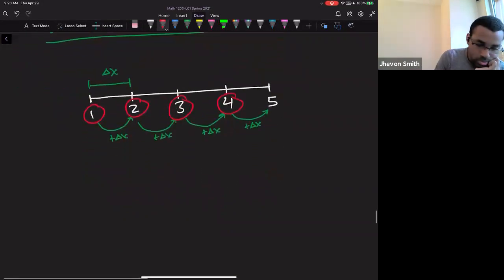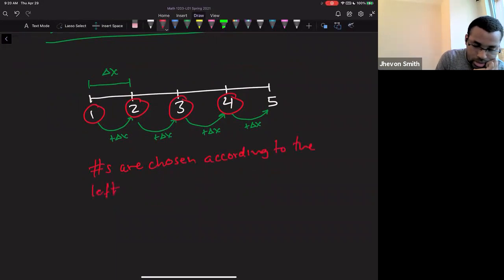So numbers are chosen according to the left-hand rule. Take the number on the left of each subinterval.